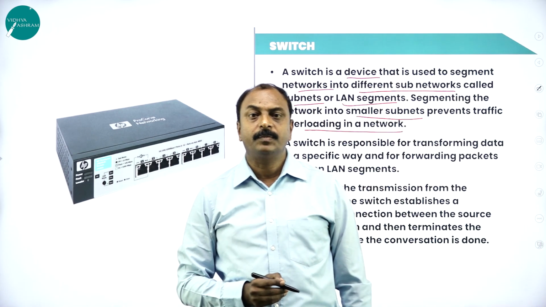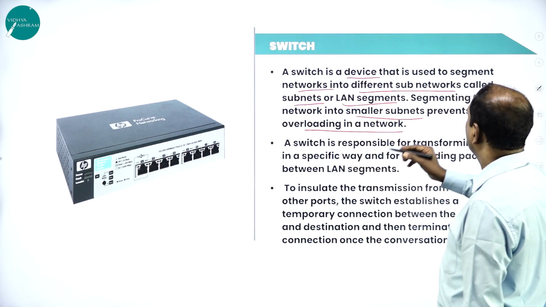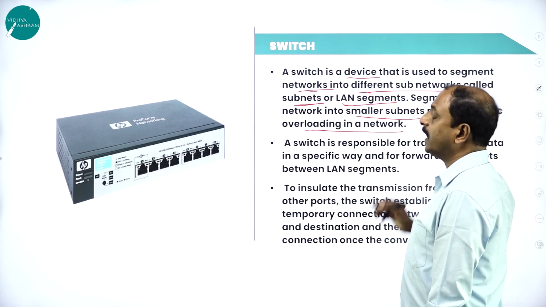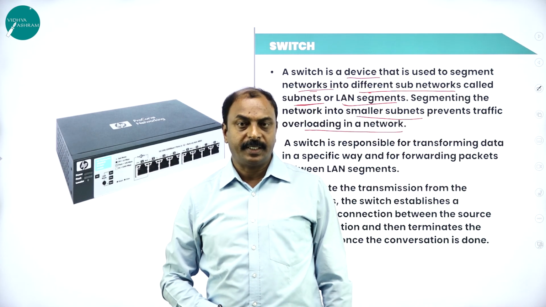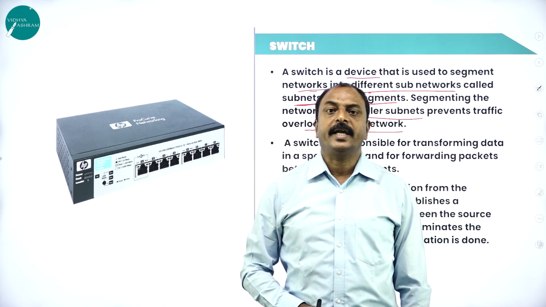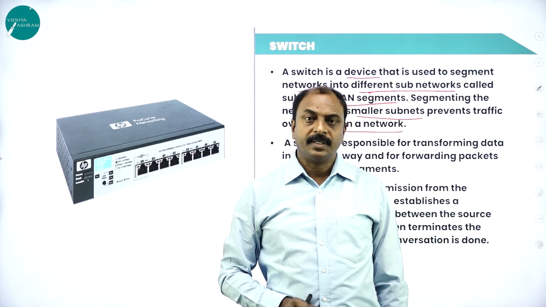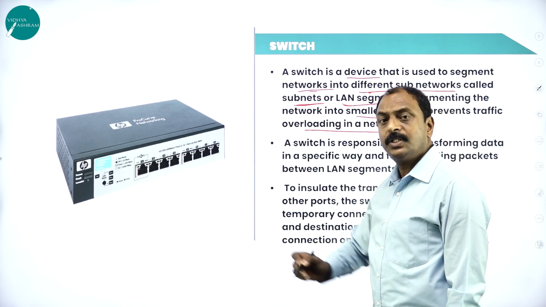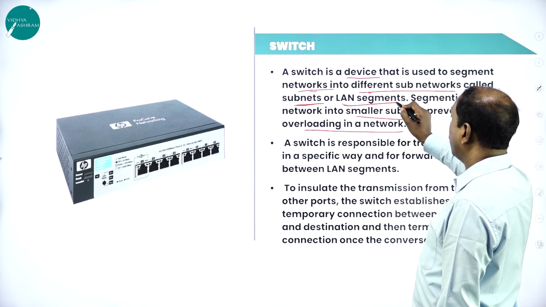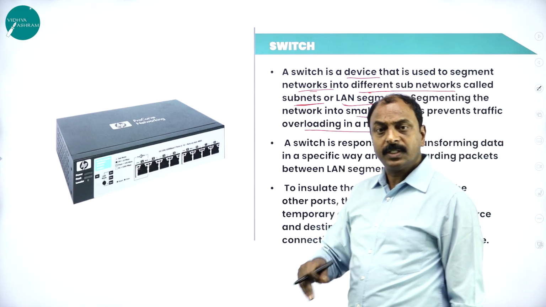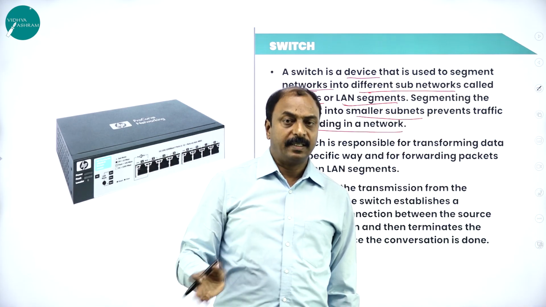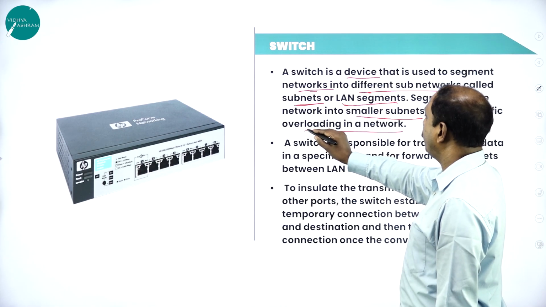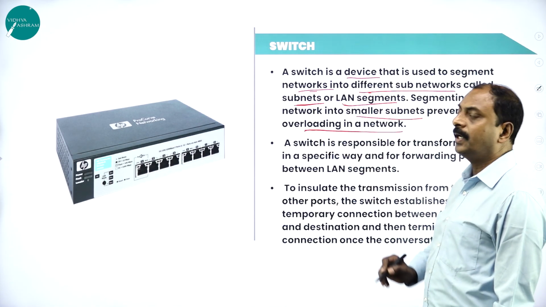Why do we use a switch in a computer network? In a network we use a switch to segment the network into different subnetworks called subnets or LAN segments. Generally you know what a local area network, the LAN, is. A LAN is a group of a few computers connected together, with minimum distance between two devices. We also use this to connect two different LANs or different LAN segments, or the entire network, as a LAN segment. That is why we are using a switch. The advantage is that it avoids traffic overloading in a network.